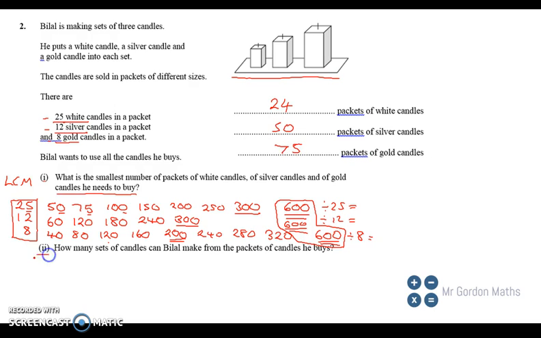Part B, or part I should say, how many sets of candles can Bilal make from the packets of candles he buys? Well, he only puts one of each into a set. And how many candles do we buy of each type? Well, it was 600, 600, and 600. So he can make 600 sets, because he just has to put one candle in each set. So that's nice and easy, the second bit. Hopefully that's helpful.